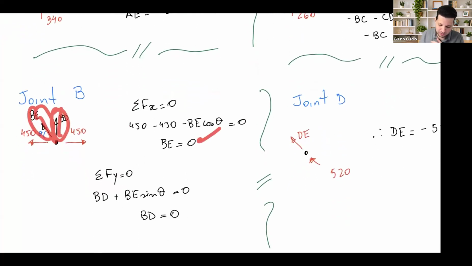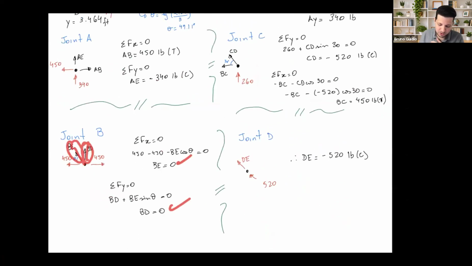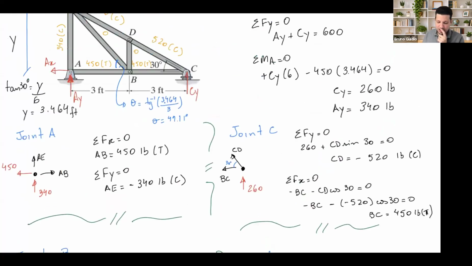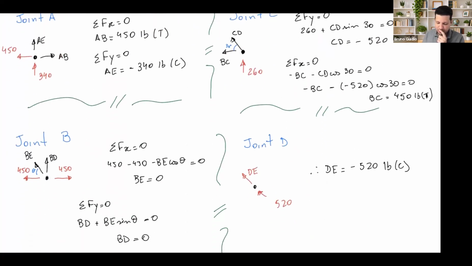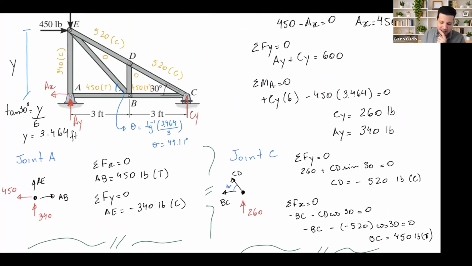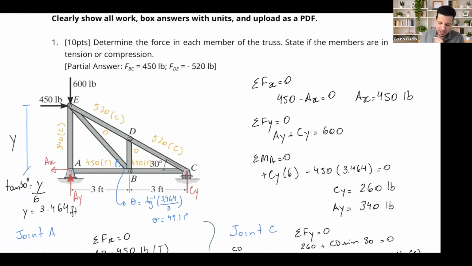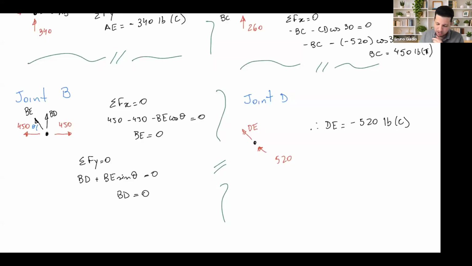BD is 0. Take a look, 2 zeros here. So those members have no force. And joint D is what I use to finalize. I just want to bring your attention to the following. DE, I don't know, so I assume tension. DC, I know this is already compression. So I'm going to come here and put the compression. This is how I solve this problem.